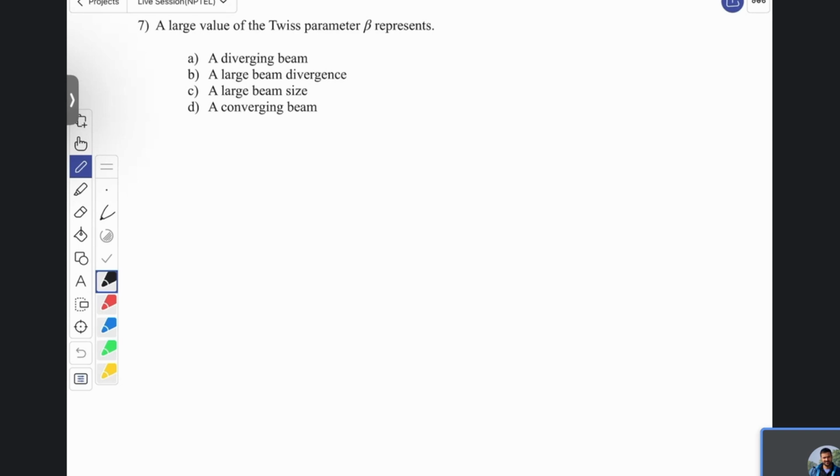A large value of this parameter beta represents. So what it means is that beta is the amplitude in the x direction, right? This is beta. So the large value means that it's a larger beam, right? So option C. It does not mean divergence or convergence. It's just a larger beam size.